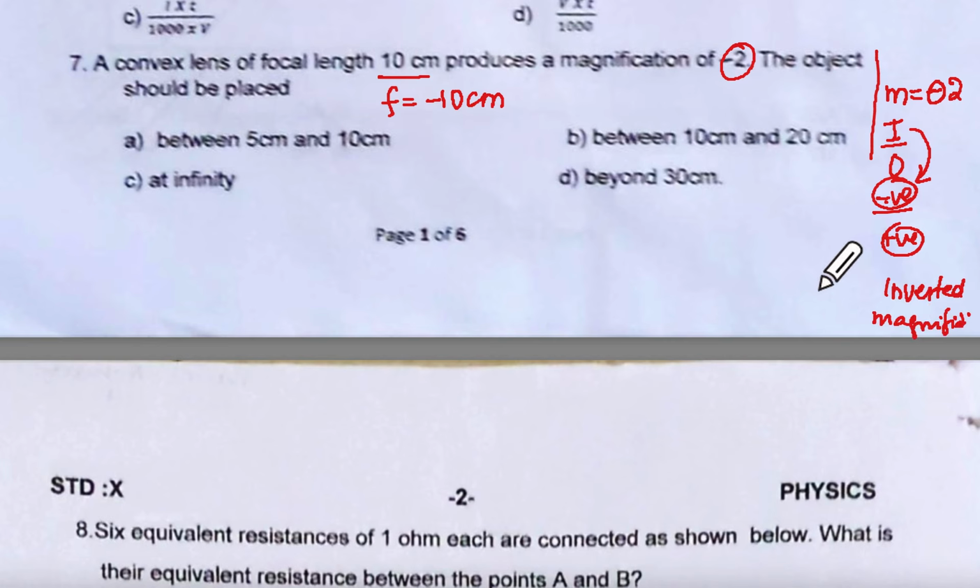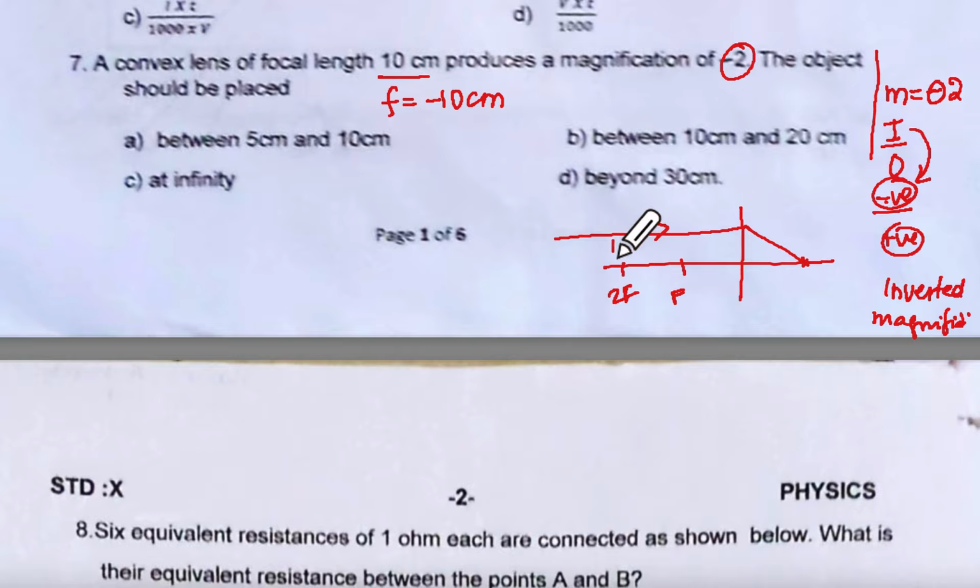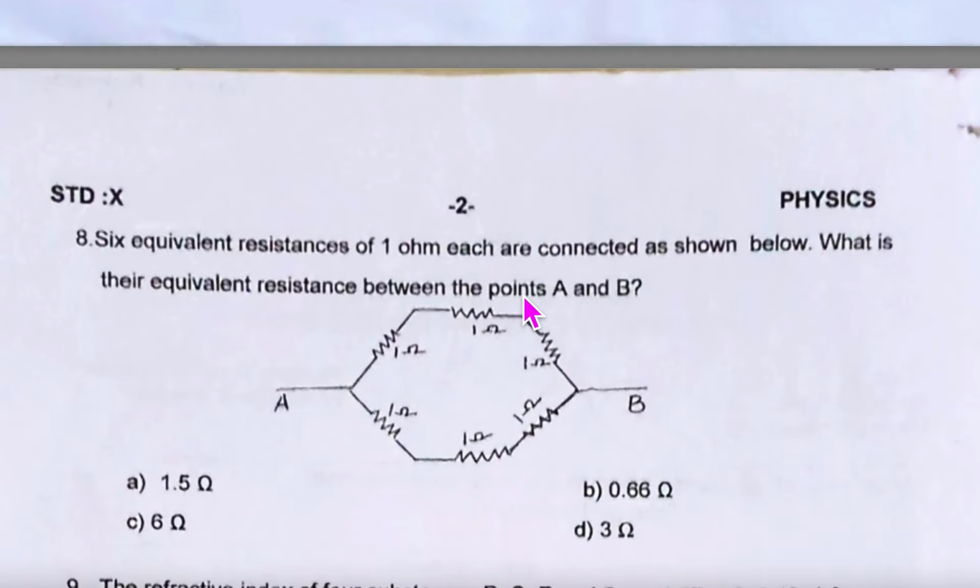So when it is inverted and magnified image, you have to remember: object at infinity, the image is at principal focus. If this is 2f and this is f, object beyond 2f, image will be like this. Object at 2f, image will be at 2f, same size. Object is here, the image will be like this, magnified. So we are looking at inverted magnified, means the object is here. So how will you describe it? Between 2f and f, so 10 and 20. 20 centimeters. Okay, understood how to think. All of you are understanding how to think.